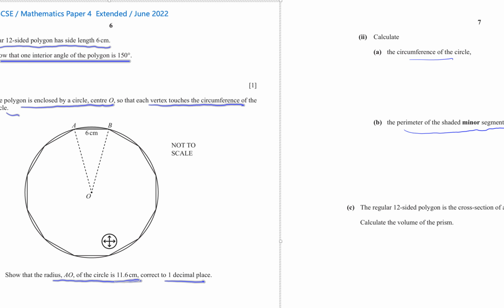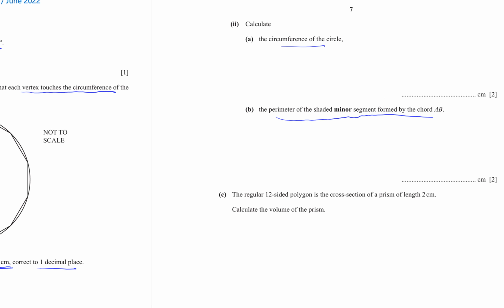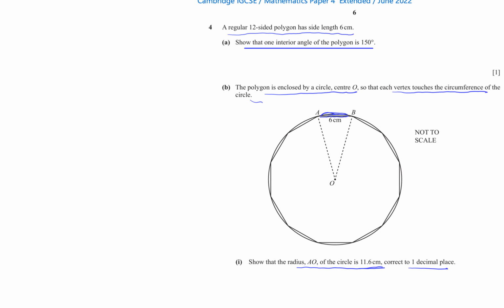So the minor segment would be here. That's the minor segment for AB, so it's the shaded bit. So the regular 12-sided polygon is a cross-section of a prism of length 2 centimeters. We need to work out what the volume of the prism is.